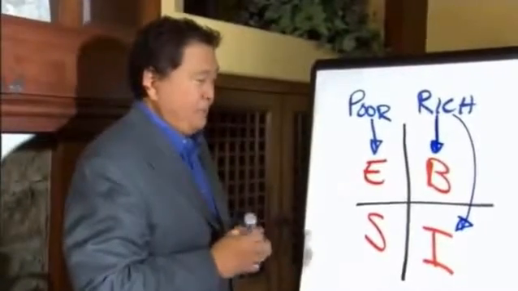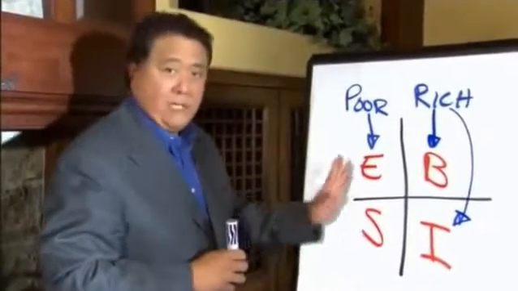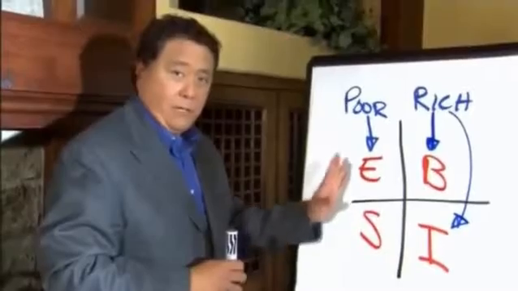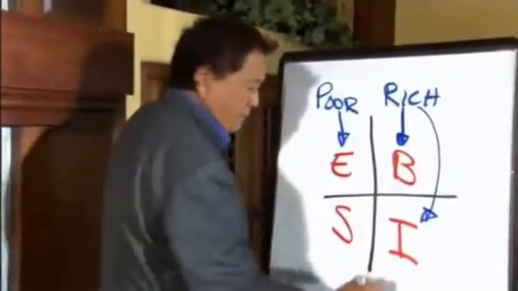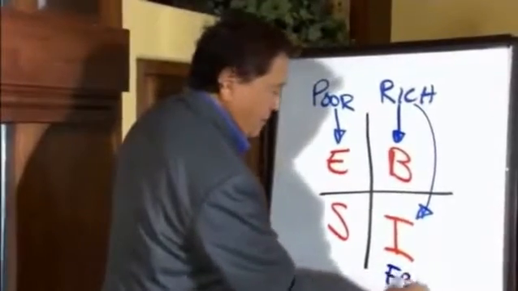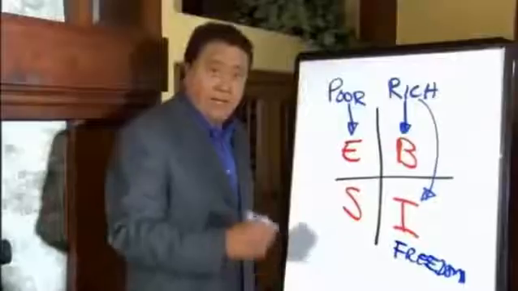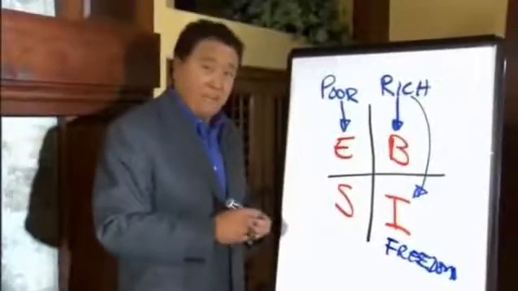And that's one of the big differences. On this side of the quadrant, these people work for security. They work for money also. On this side over here, the key value that they want is freedom. They don't want to have to work at a job anymore. They don't want to have to work for the rest of their lives.